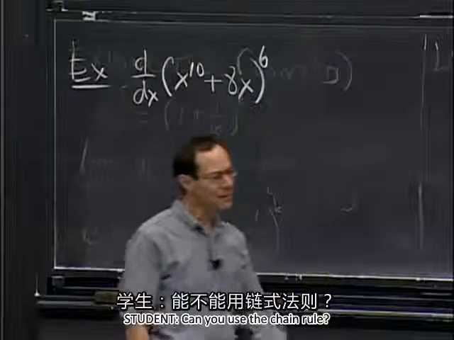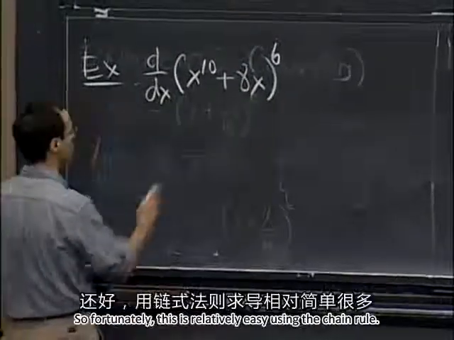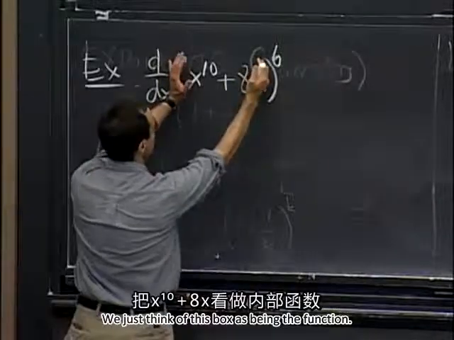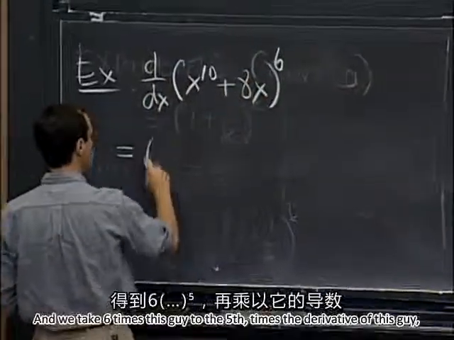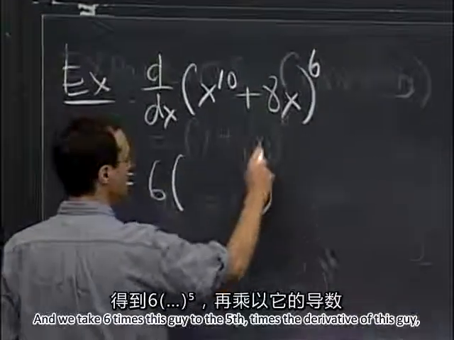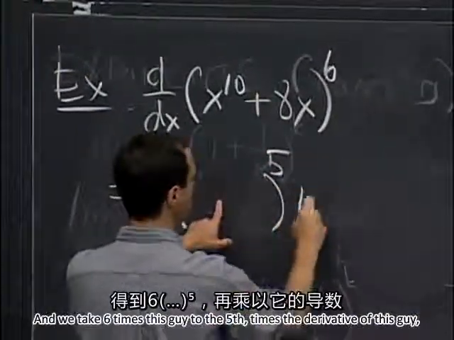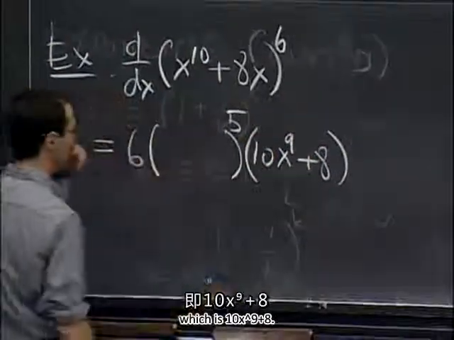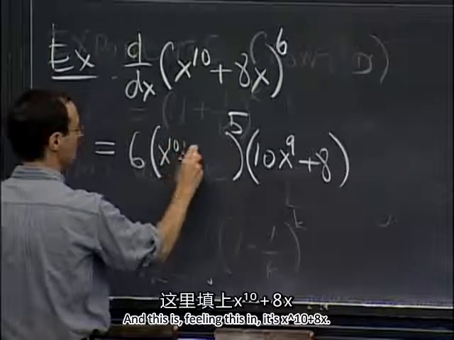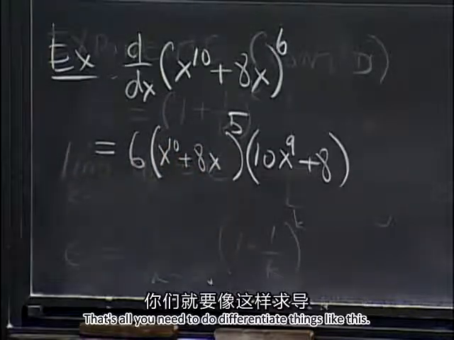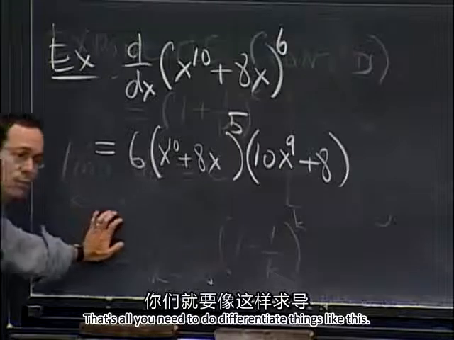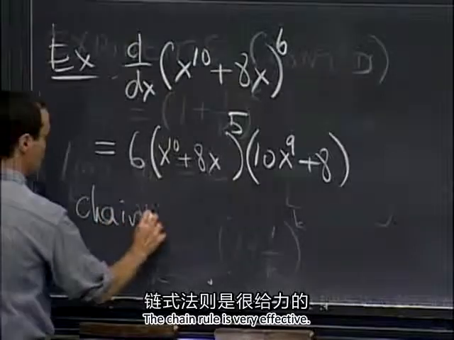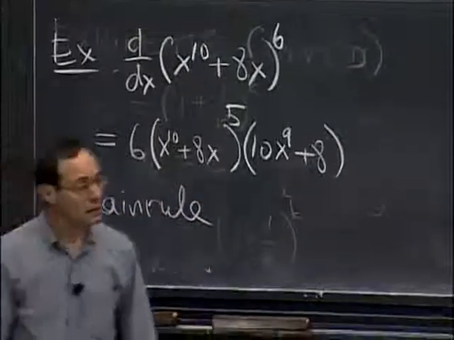Yes? Chain rule, that's it. We use the chain rule. So fortunately, this is relatively easy using the chain rule. We just think of this box as being the function, and we take 6 times this guy to the 5th, times the derivative of this guy, which is 10x to the 9th plus 8. And filling this in, it's x to the 10th plus 8x. And that's it. That's all you need to do to differentiate things like this. Chain rule is very effective.